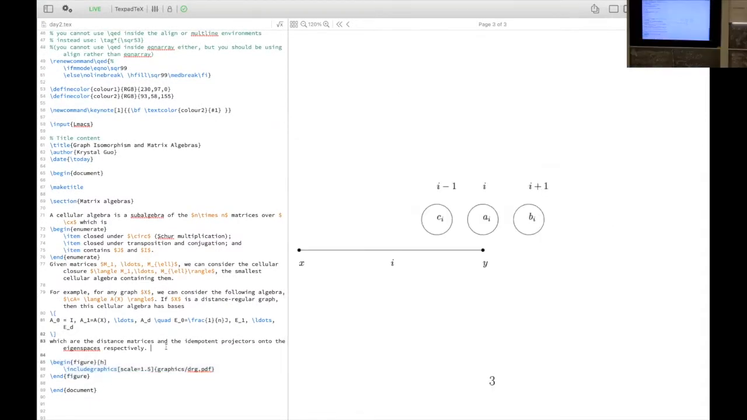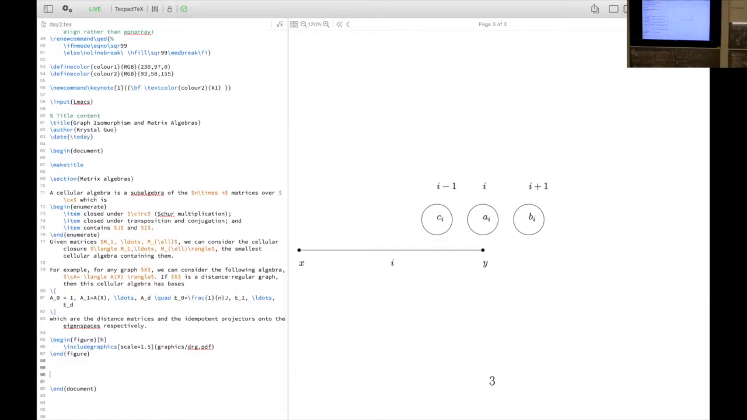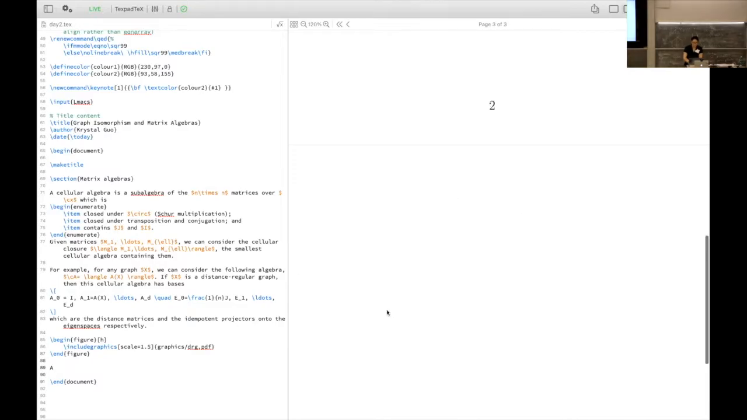Yeah. Okay, so the point is that there are these numbers associated with a distance regular graph, and somehow these are the only ones that you need. In general, a cellular algebra still needs to have something like these numbers, but not quite so nicely. So a cellular algebra will have the following.